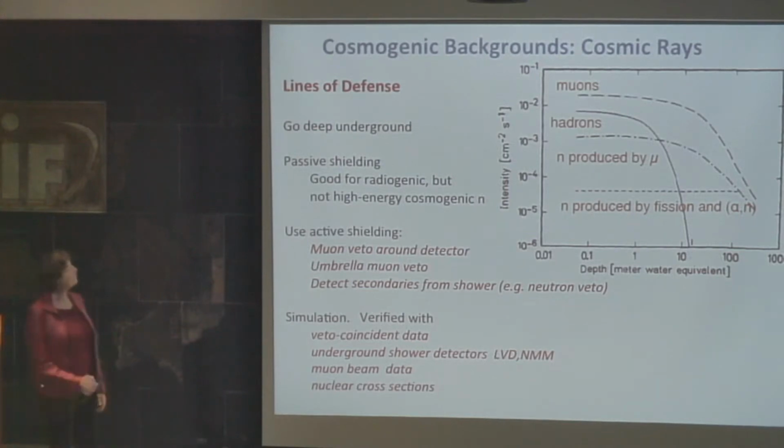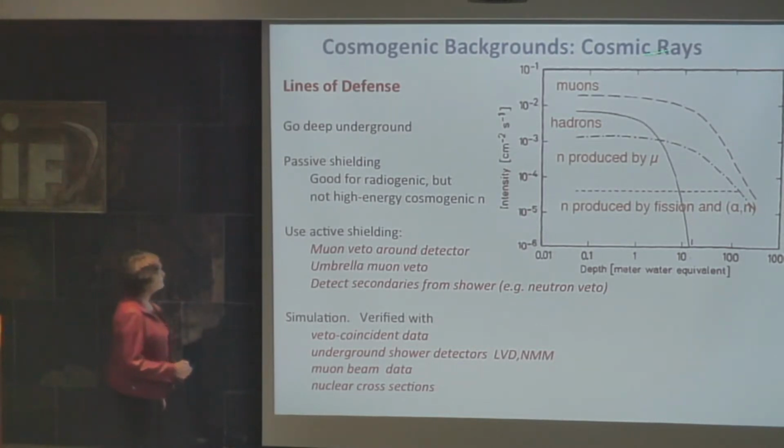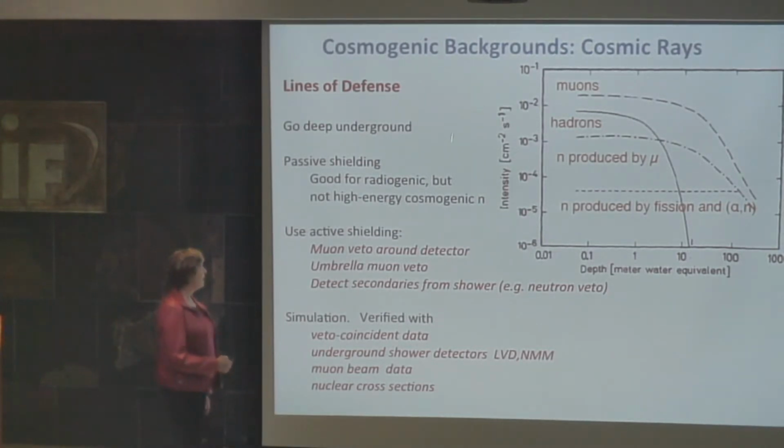So we have several lines of defense. I'm going to start with the cosmogenic backgrounds. Let's start with cosmic rays. And so you can see the muons. You don't have to go actually very far to bring it down several orders of magnitude. And in the end, of course, you reach at some point a place where you are now approximately even to the number of neutrons produced by the fission and alpha-n interactions around you.